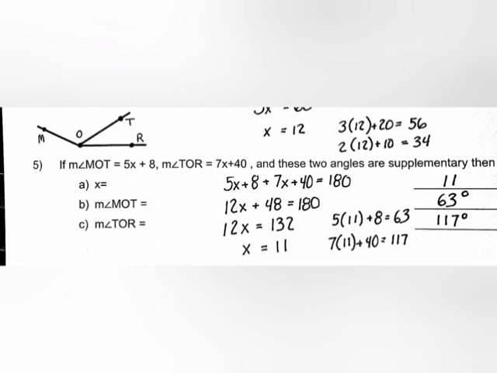We plug in the 11 to the other two equations. We get 5 times 11 plus 8 equals 63, which is the measure of angle MOT. And we plug 11 into 7x plus 40, and we get 117 degrees. A quick check for this problem and the last: if we add up the two angles for B and C, in problem 4 we should get 90, and in problem 5 we should get 180.